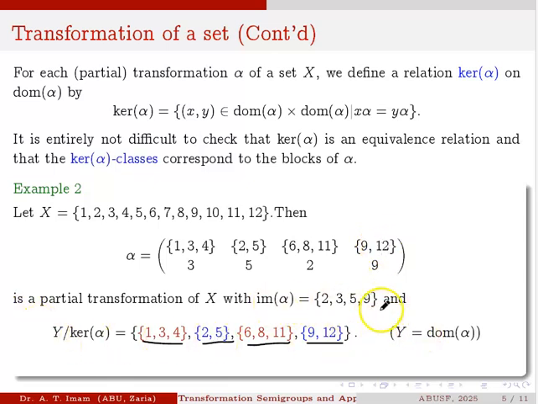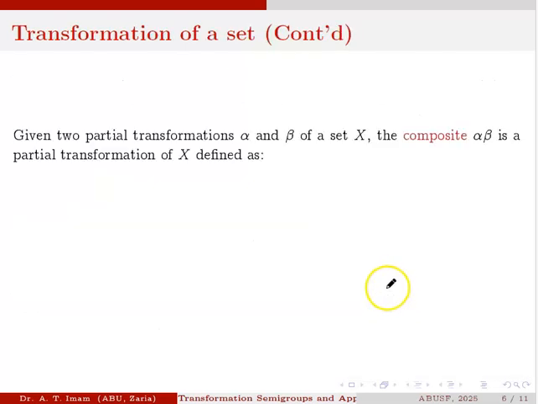So now we talk about how we can compose two partial transformations, because our target is to make the set of all partial transformations into a semigroup. So we require a binary operation, and we will need the binary operation to be an associative operation on the collection of all partial transformations.